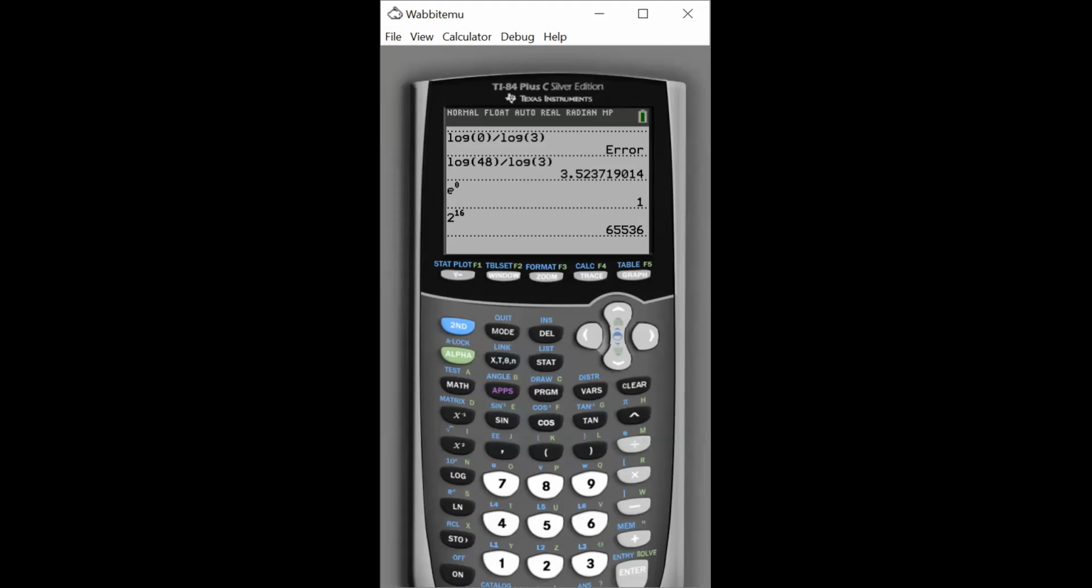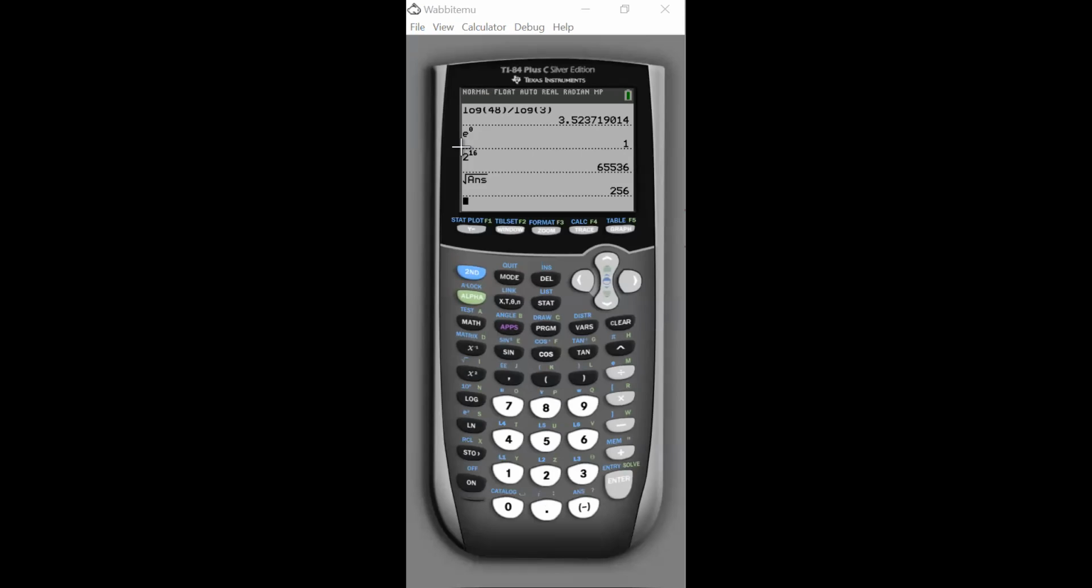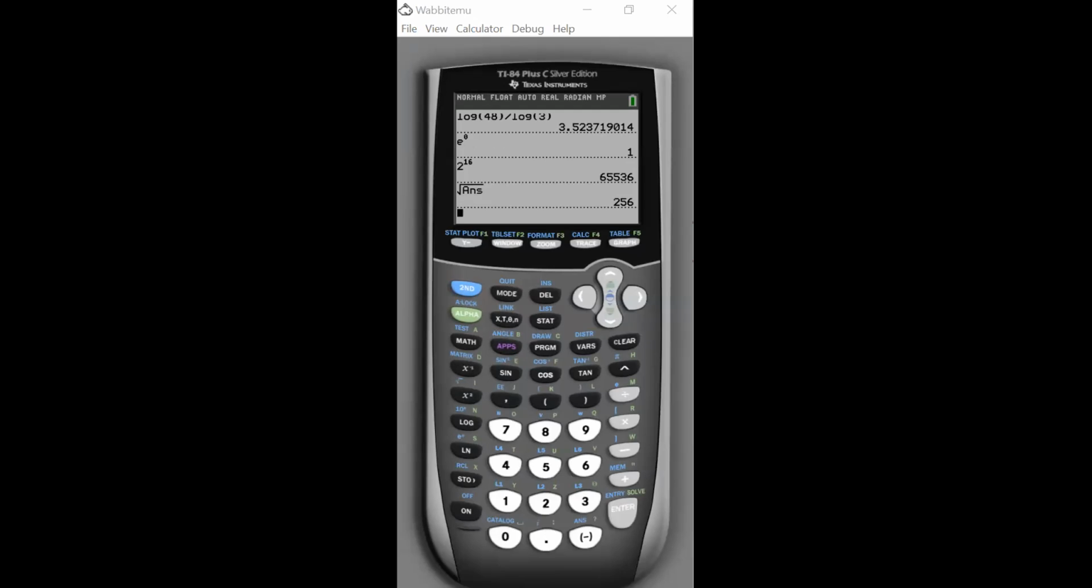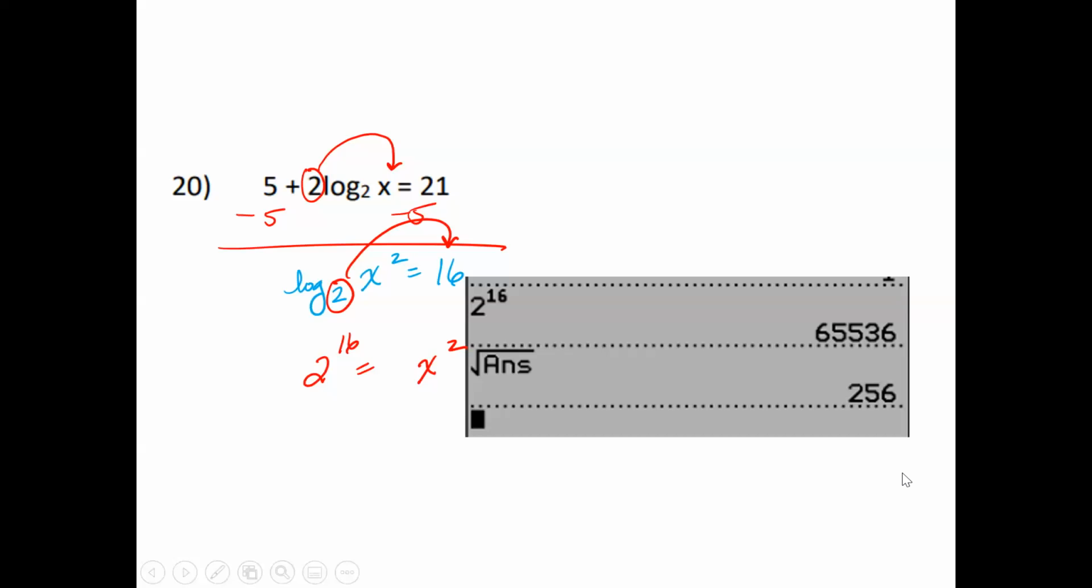That's 65,536 equals x squared. So how do you get rid of the x squared? You're going to square root your answer. Enter. And your answer is 256. And that is it. That is your answer, 256.